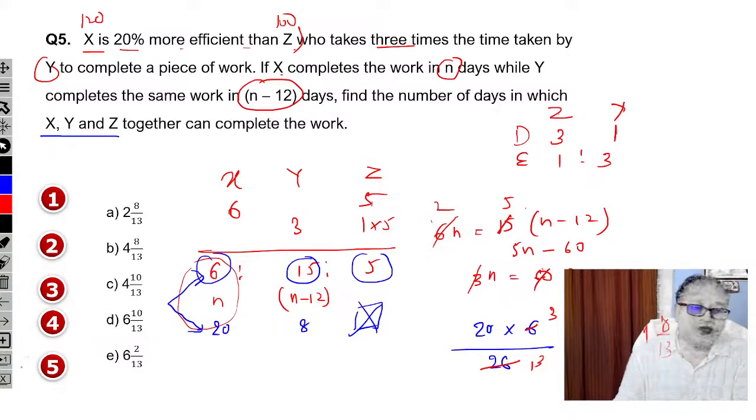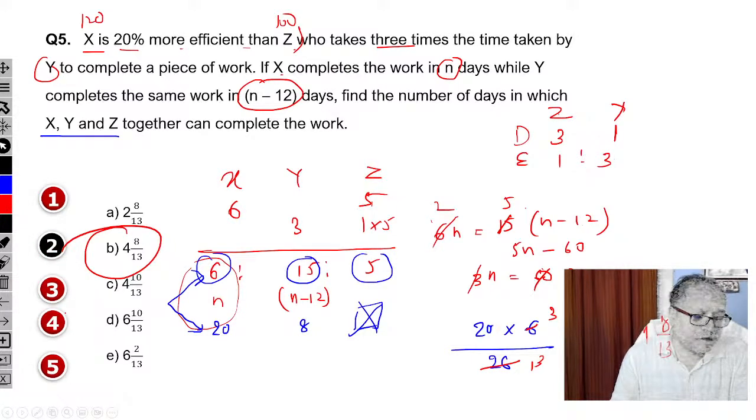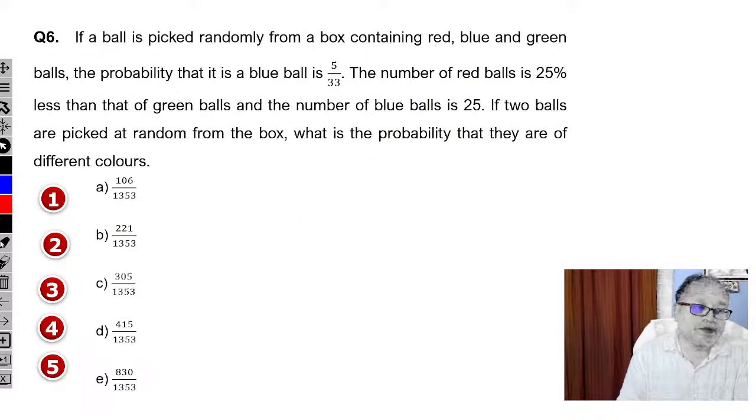Do we have any option? That is 4 8/13. Yes, option B. Hope it's clear to everyone. This time the video adjustment is not proper, but still I am hoping that you are understanding it. Move on to the next question.